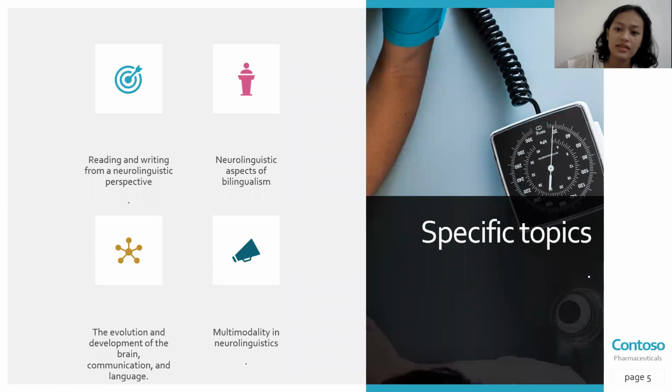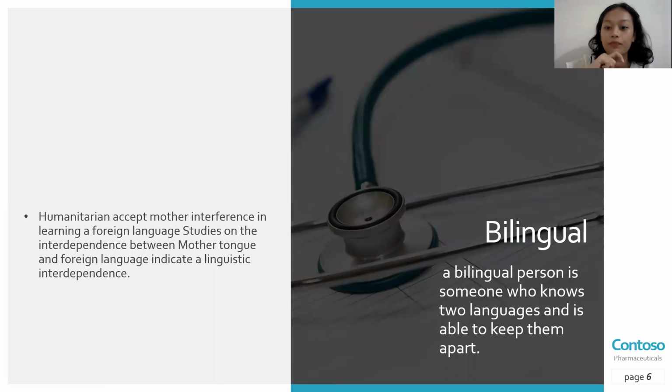So there are some specific topics when we are talking about neurolinguistics. A few scientists are searching and wanting to know about this topic. The first one is reading and writing from a neurolinguistic perspective. The second one is the neurolinguistic aspect of bilingualism. The third one is evolution and development of the brain, communication and language. And the fourth one is multimodality in neurolinguistics. So the example that I'm going to try to explain is bilingualism.